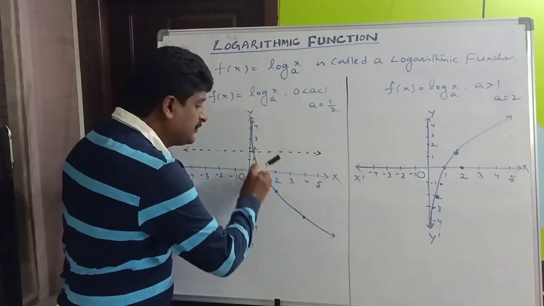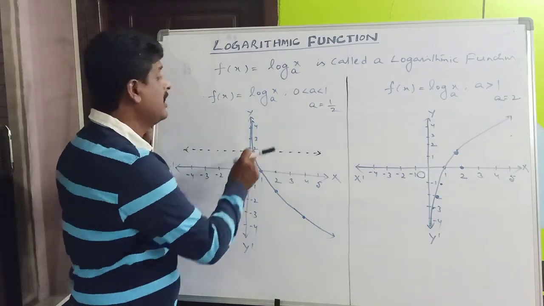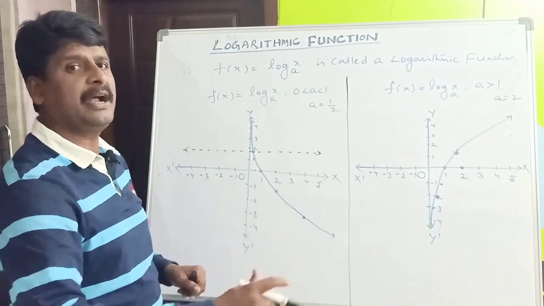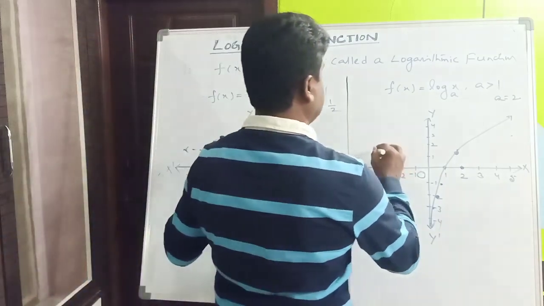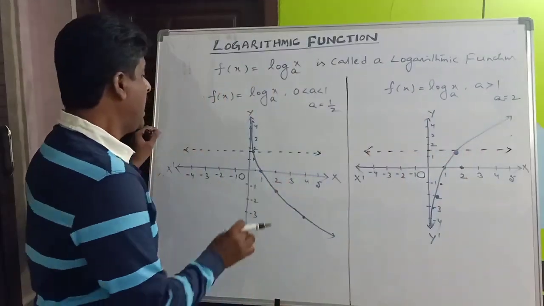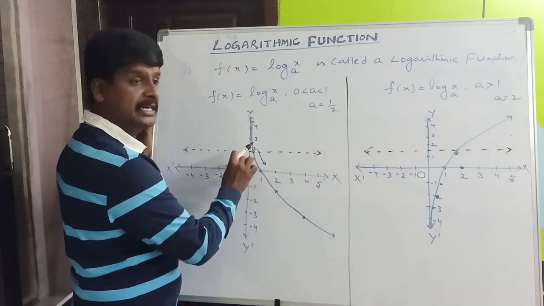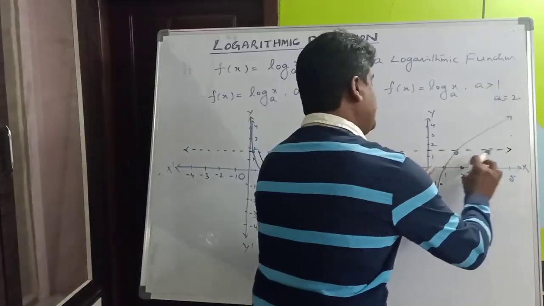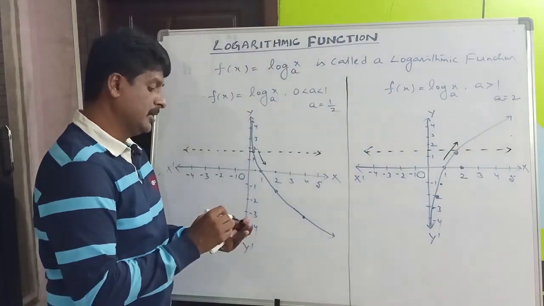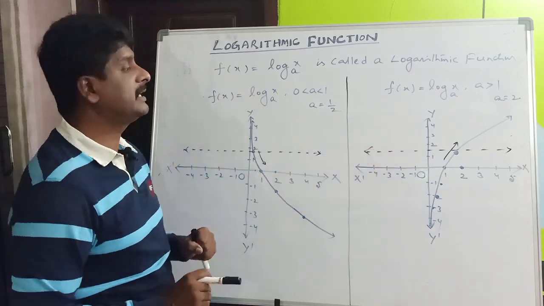And what are the boundaries of this graph? There is no lower boundary. It goes till minus infinity. And there is no upper boundary. It is always a one-one function. Is it periodic? No, it is not periodic. What about increasing, decreasing nature? As x values are increasing in this case, the graph is coming down. It is a decreasing function. In the other case, as x values are increasing, graph values are also increasing. So in this case it is a decreasing function, in this case it is an increasing function.